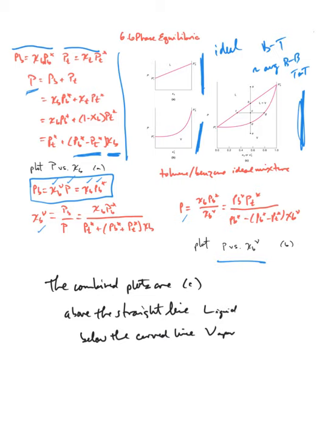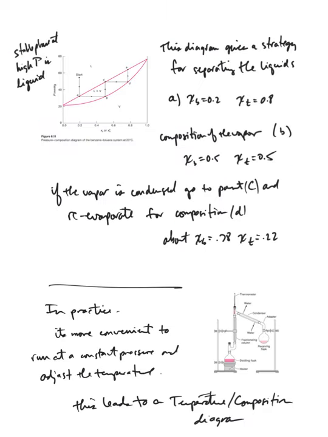Above the straight line, at the high pressure version of the mixture, as you might expect, is when you're going to have a liquid. If you lower the pressure enough, you're going to have a vapor. This is going to lead us to something that you've all done in organic chemistry, and I mentioned it earlier: fractional distillation. So again, the stable phase at high pressure is the liquid, and at low pressure the stable phase is the vapor. So what this diagram ends up giving us is a strategy for separating the liquids.